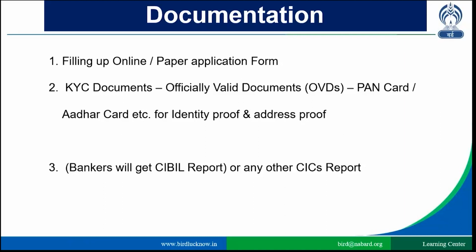Then the CIBIL report; bankers will take out the CIBIL report. In a CIBIL report or any credit information company report, 300 to 900 is the parameter. What is the marking pattern? I will tell you. 300 to 900. 300 means maximum risk; the customer is a maximum risk to the bank. And 900 means minimum risk of default. This is the pattern, 300 to 900.